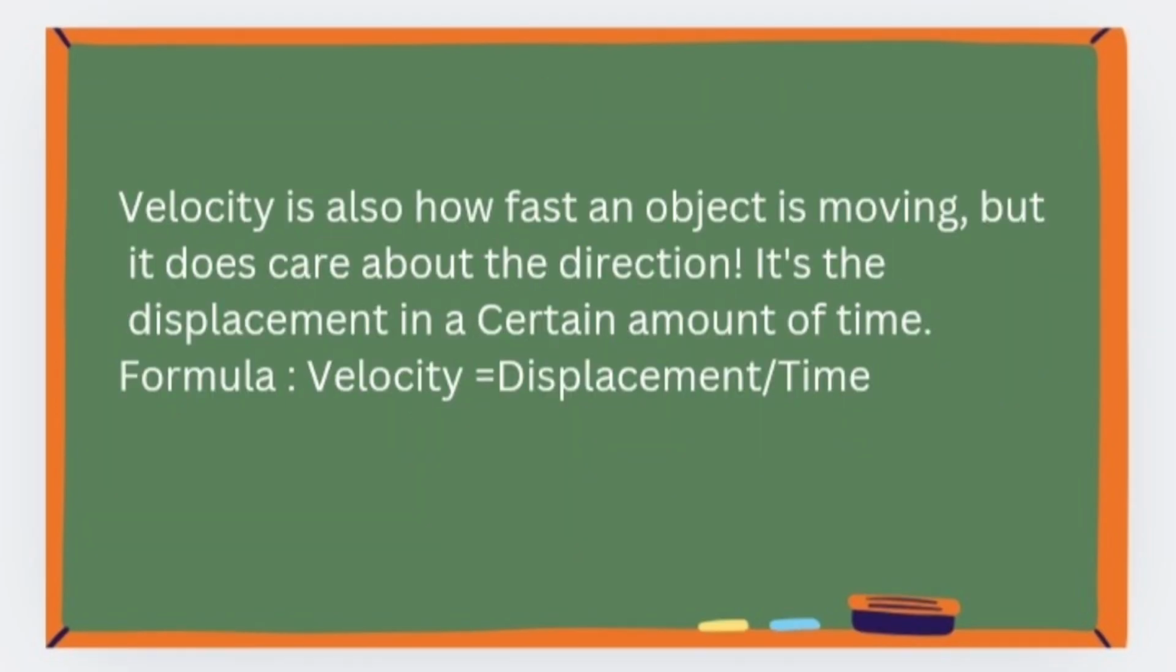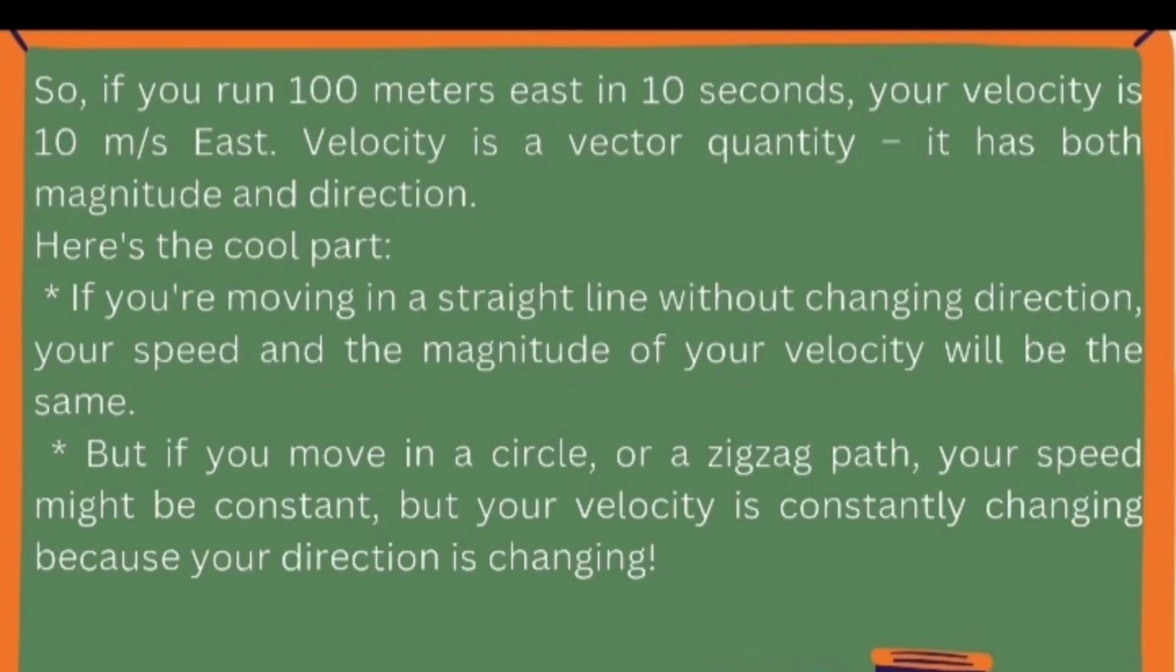It only has magnitude. Velocity is also how fast an object is moving, but it does care about the direction. It's the displacement in a certain amount of time. Formula: velocity equals displacement divided by time. So if you run 100 meters east in 10 seconds, your velocity is 10 meters per second east. Velocity is a vector quantity. It has both magnitude and direction.